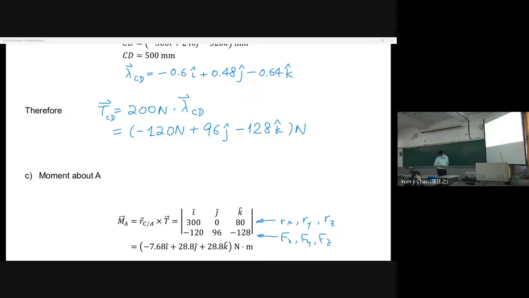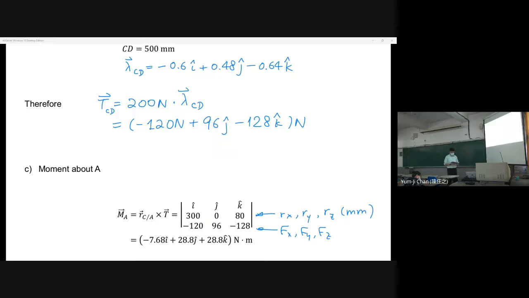And for here, remember I wrote millimeter here, and this one is in Newton. So remember that you need to make the right units here. Take your time to work on them.